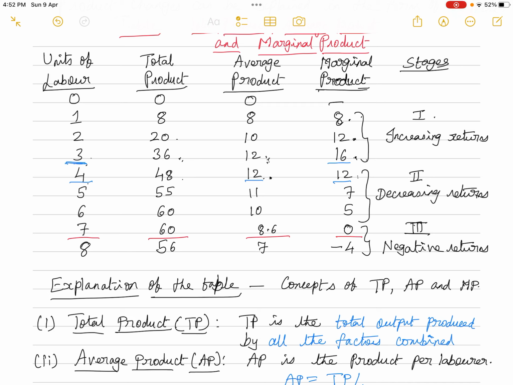What is the meaning of increasing returns? The revenue is more than cost. So the returns from the 3 laborers, the cultivation from the 3 laborers, is more than the cost of employing the 3 laborers to the farmer. That is the meaning of increasing returns. So initially, up to 3 laborers, the farmer is coming across the increasing returns, that is stage 1.